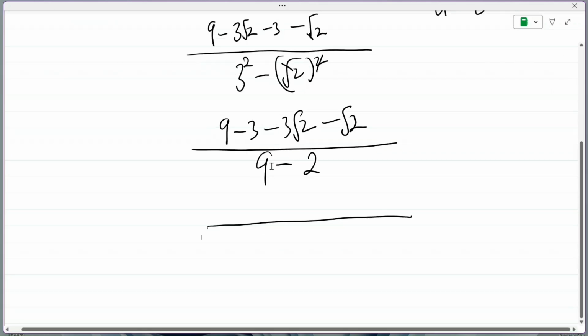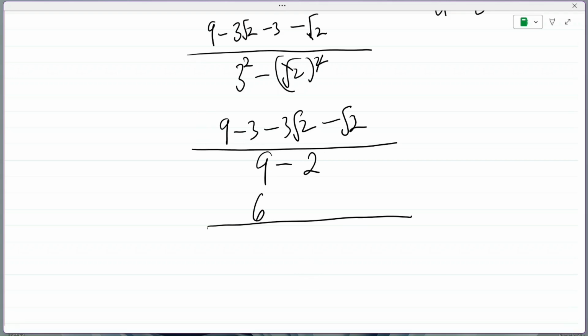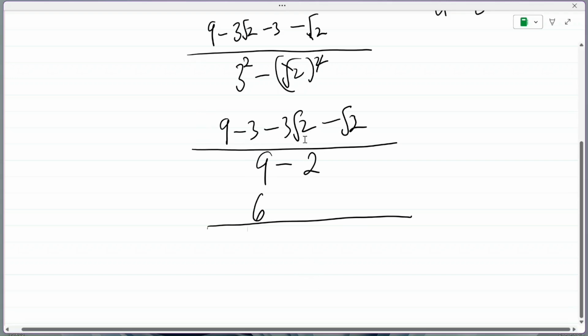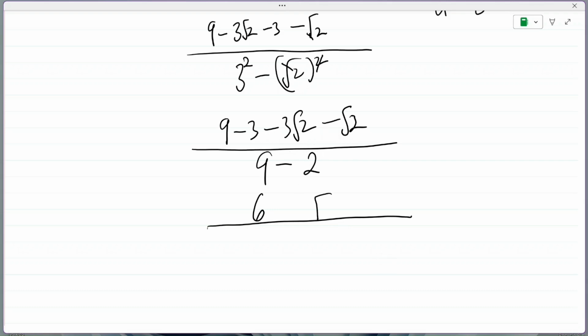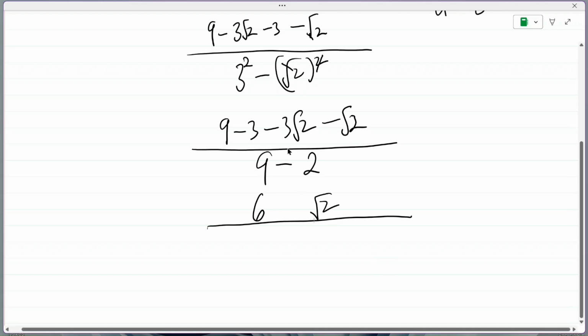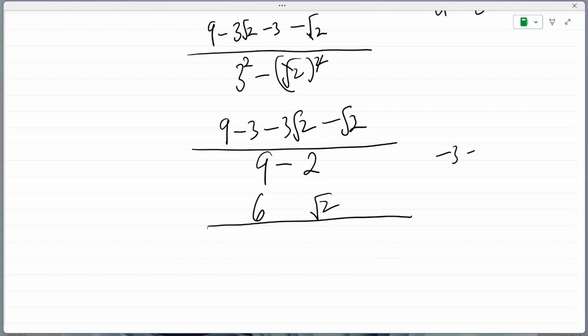On the next line, we have our LCM line, we work on the numerator. 9 minus 3 is 6. Then we have minus 3 root 2. This 3 root 2 owns this negative. Then minus root 2 or minus 1 root 2. You pick out one of your root 2s. Then you have minus 3, it's like saying minus 3 minus 1.